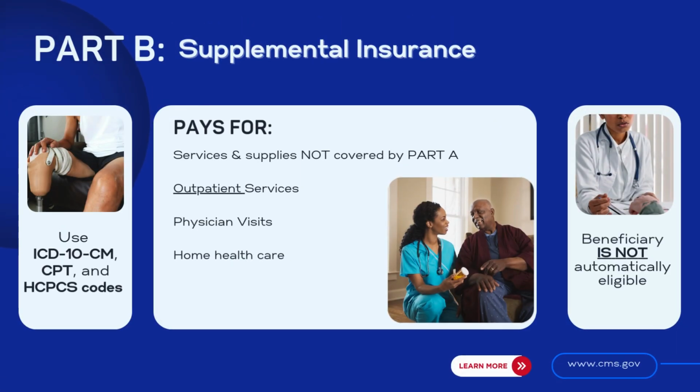So Part B is known as supplemental insurance, and the beneficiary is not automatically eligible for this plan. Typically, Part B is going to pay for services and supplies that are not otherwise covered under Part A. That could include some doctor visits, outpatient services, some lab tests, and some home health care as well.